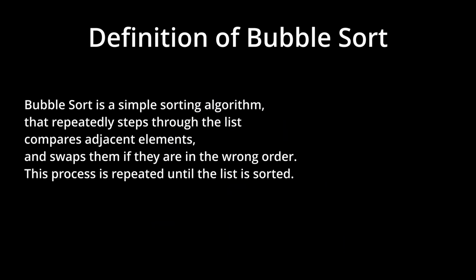Bubble sort is a simple sorting algorithm that repeatedly steps through the list, compares adjacent elements, and swaps them if they are in the wrong order. This process is repeated until the list is sorted. Think of it like this. It keeps pushing the largest element to the end of the list, just like a bubble rising to the top of water, one step at a time. This bubbling up continues until everything is in the right place. It's not the fastest algorithm in the world, but it's a great one to start with, especially if you're just learning how sorting works under the hood.